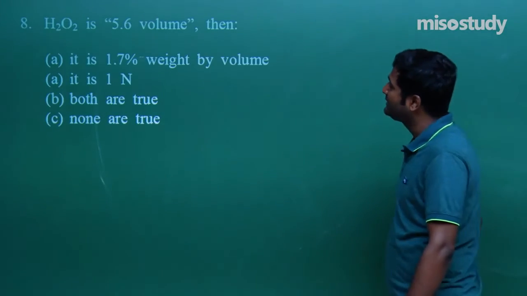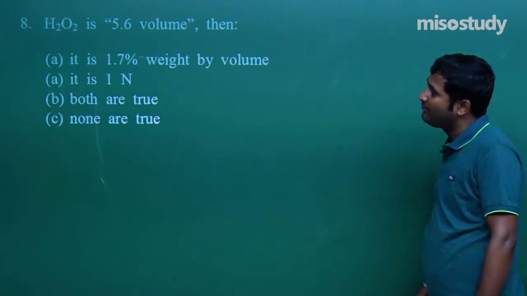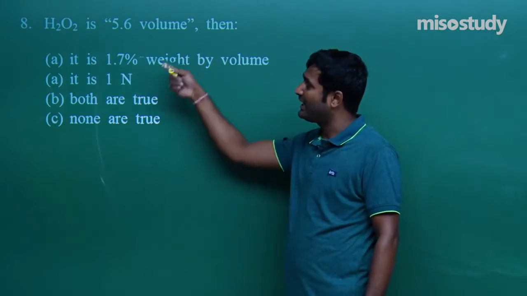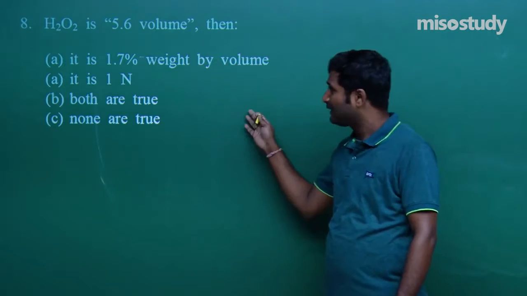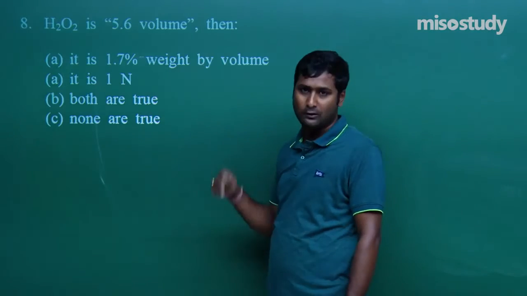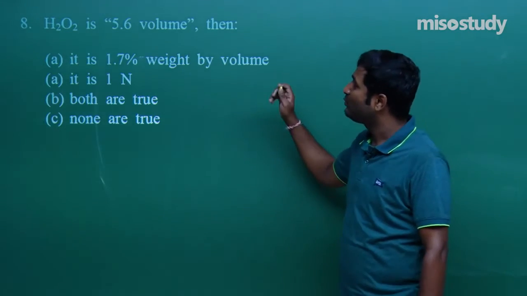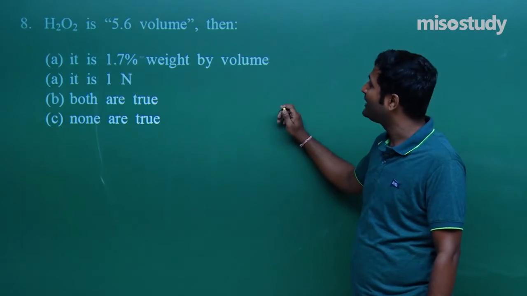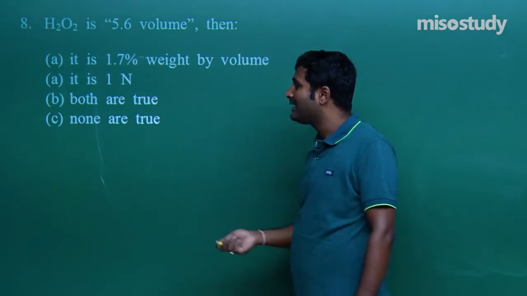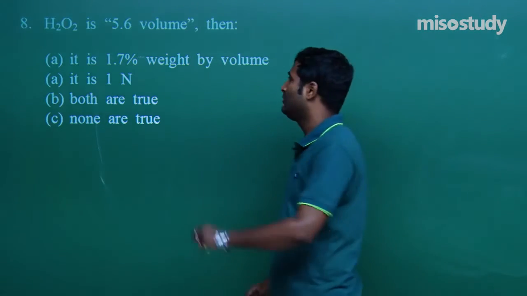Now the next question is, this is the complete theory as well as calculative. During my lecture, I have derived the entire calculation. Now the question is: H2O2 is 5.6 volume. Then what is it? It is 1.7% weight by volume. It is 1 normal. Both are true, none are true. Clear? Now moving here, look at what I am telling.